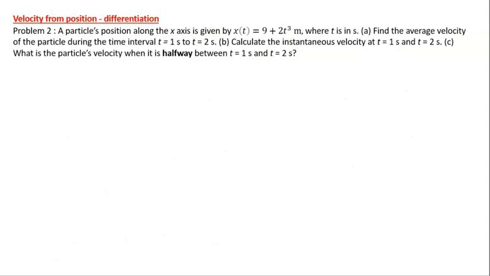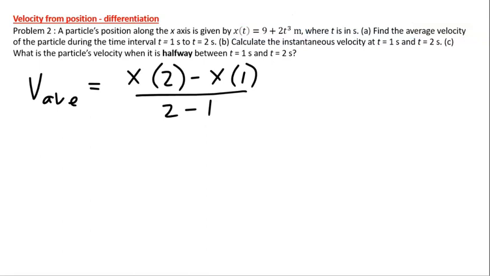Problem 2 involves determining velocity from the position, so that involves differentiation. We are given a particle's position as a function of time, 9 plus 2t cubed. First we want to determine the average velocity of the particle during the time interval between t equals 1 and t equals 2 seconds. From our previous video, you remember that the average velocity is given by that equation.